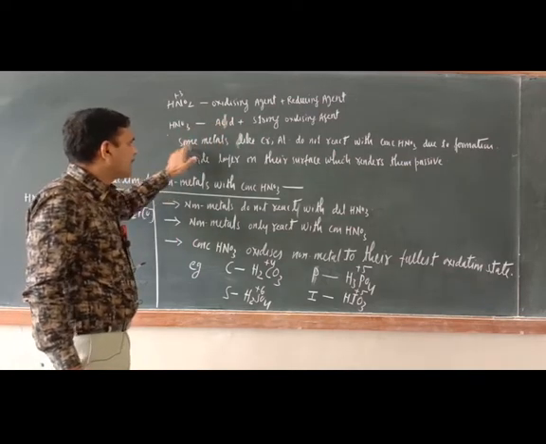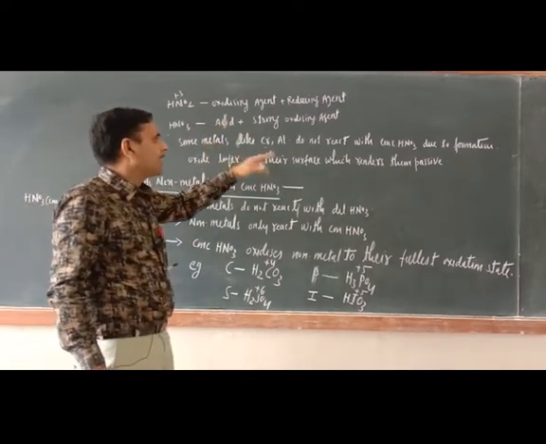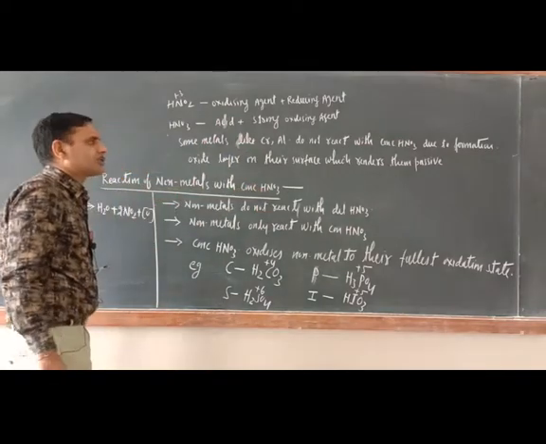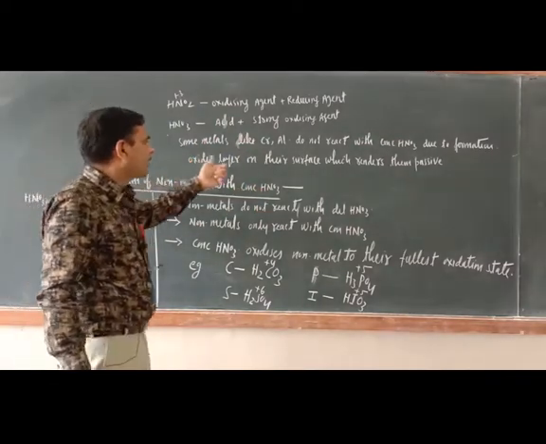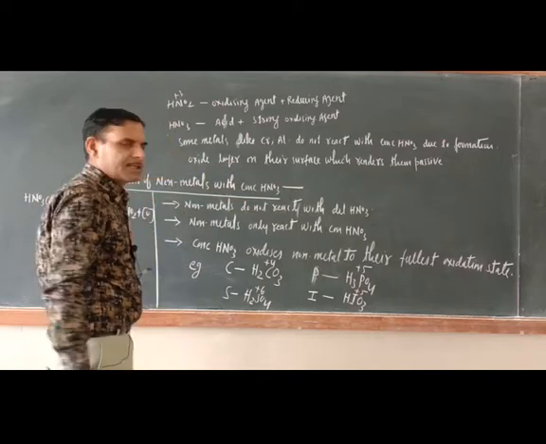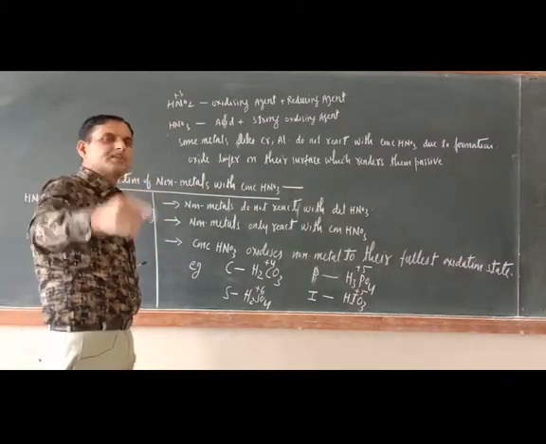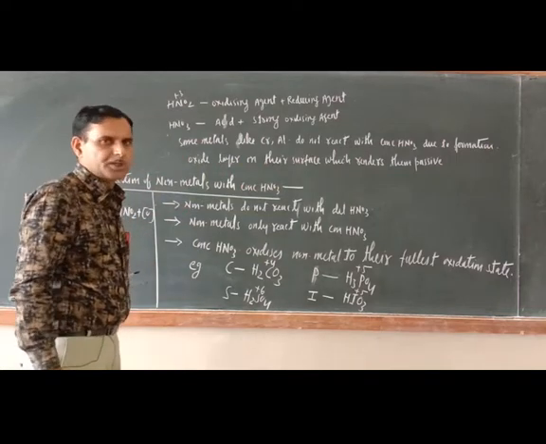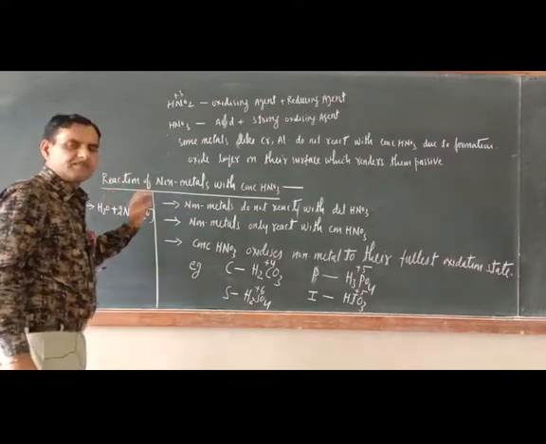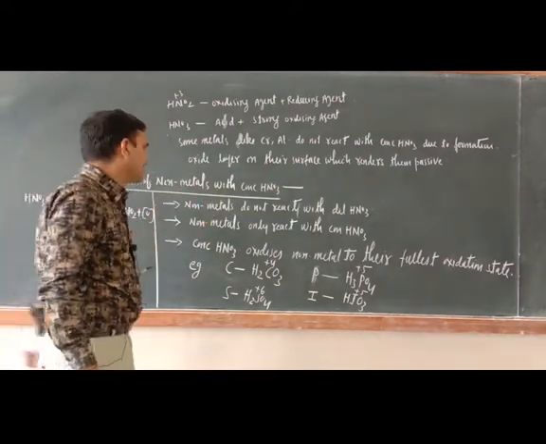Some metals like chromium and aluminium do not react with concentrate HNO3 due to the formation of an oxide layer on their surface. This oxide layer renders them passive toward concentrate HNO3. So remember, basically these are chromium and aluminium only.